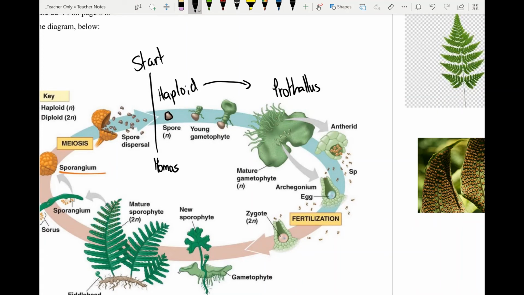Now, an interesting thing about this is that ferns in general we call homosporous plants, which means that their spores are identical. So there aren't male or female spores, there's just spores that come out of a fern. So this mature gametophyte, the prothallus, produces male and female reproductive organs.